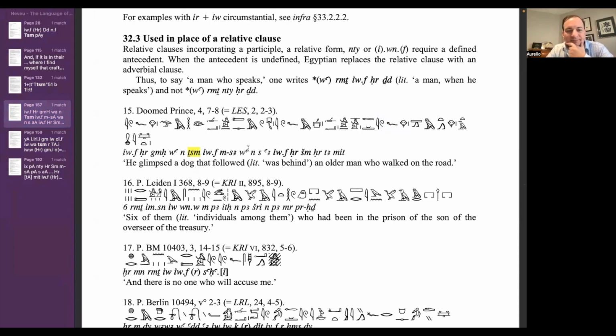So this is interesting. Why? So this one here is basically, in English, you could say a dog that was following. So here you're using the circumstantial the same way that we would use a relative pronoun. Literally, it says he glimpsed at a dog, and he, namely the dog, the F refers to Chisholm, was behind an older man, and he was, in this case, the older man, or maybe the dog, I mean, since one is behind the other, walking on the road.